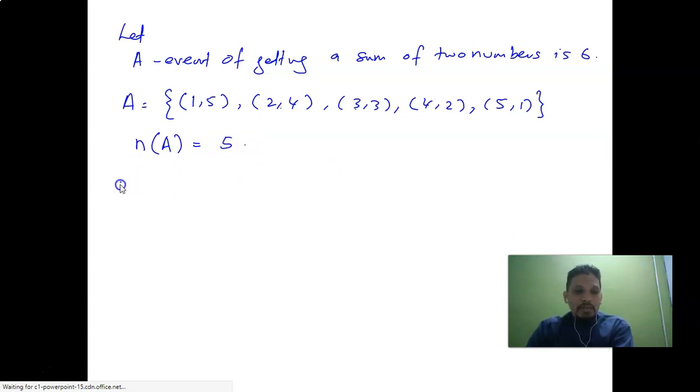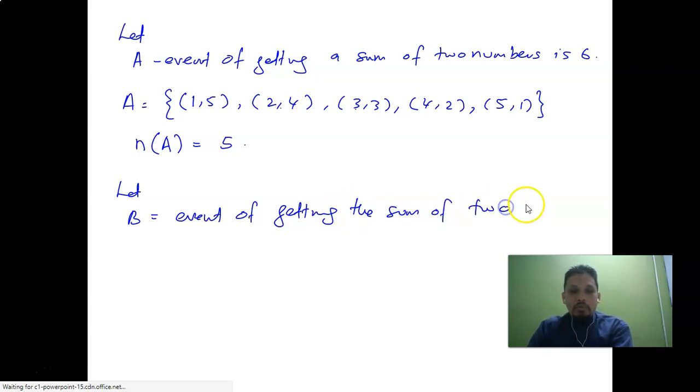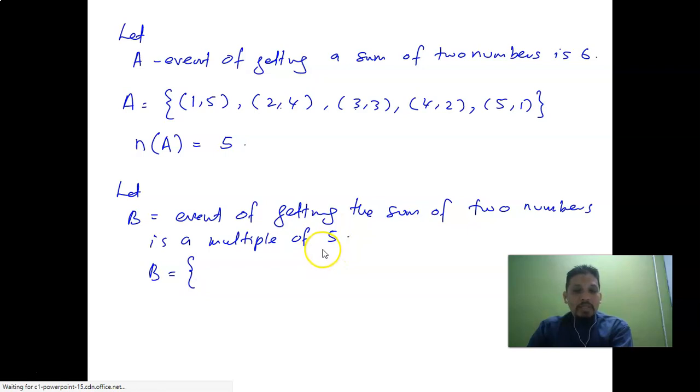Okay, so another example here. Event B: the event of getting a sum of 2 numbers is a multiple of 5. Okay, so equal to multiple of 5 means that the sum of 2 numbers is a multiple of, or divisible by, 5.